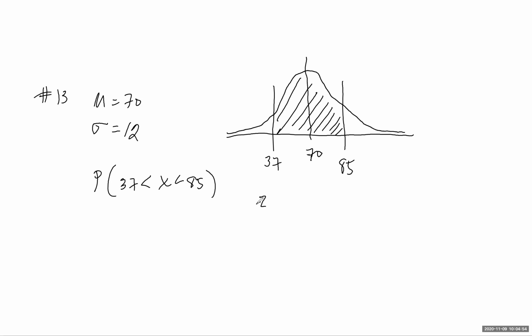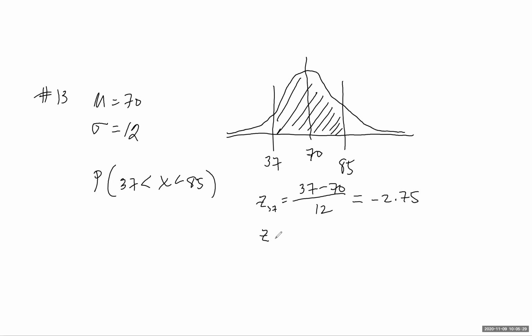So let's find, first of all, the z value for 37 here. 37 minus 70 divided by 12. Let me get my little calculator out here. 37 minus 70 divided by 12. Negative 2.75. So this one is 2.75 standard deviations below the mean.